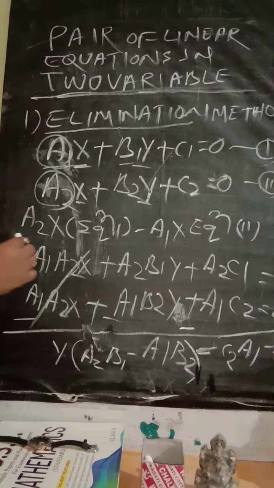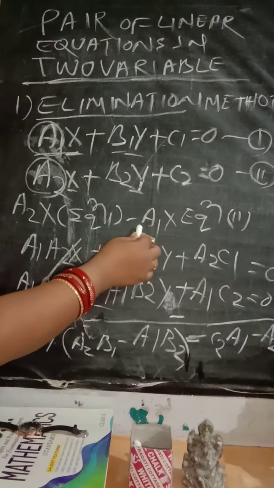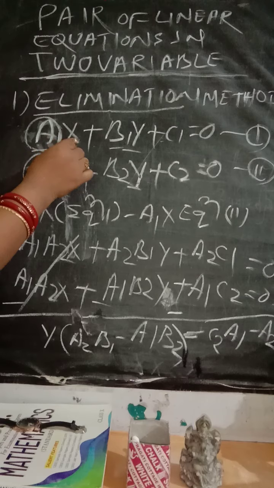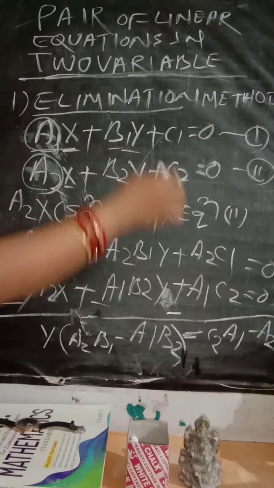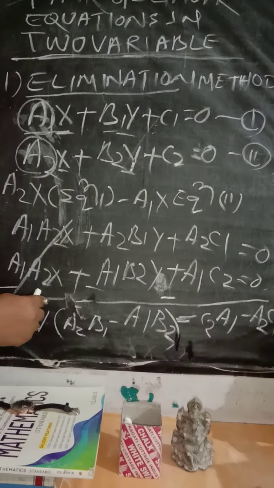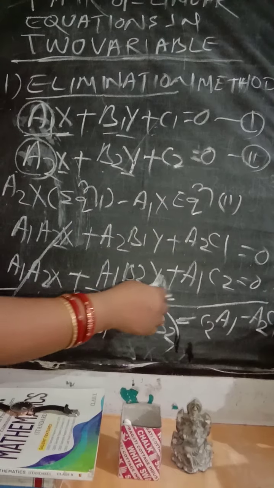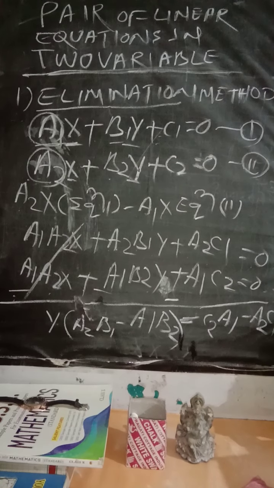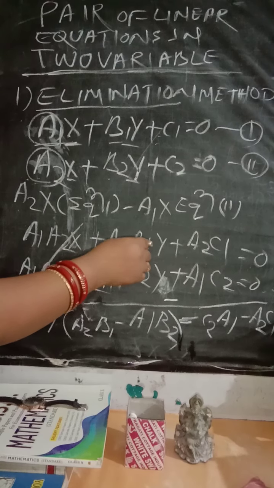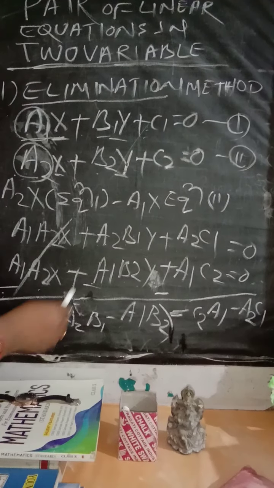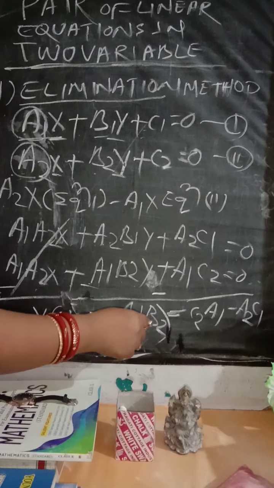Now come to the steps. So a2 times equation 1 minus a1 times equation 2. So a1a2x plus a2b1y plus a2c1 is equal to 0. Then a1a2x plus a1b2y plus a1c2 is equal to 0. When you subtract, these two x terms will be cancelled. Then a2b1y minus a1b2y.